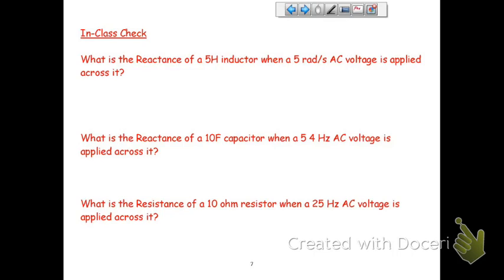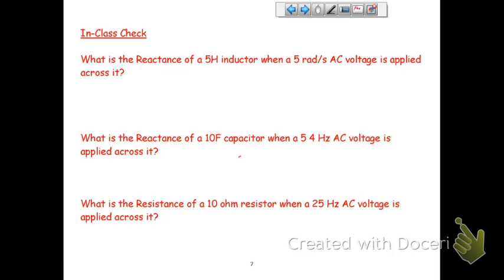Let's do these first. What's the reactance of a 5 Henry inductor? Have a go at those. So let's have a look at this. Let's put this on pause. So we're back. So what is the reactance of a 5 Henry inductor when 5 radians per second AC voltage is applied to it?